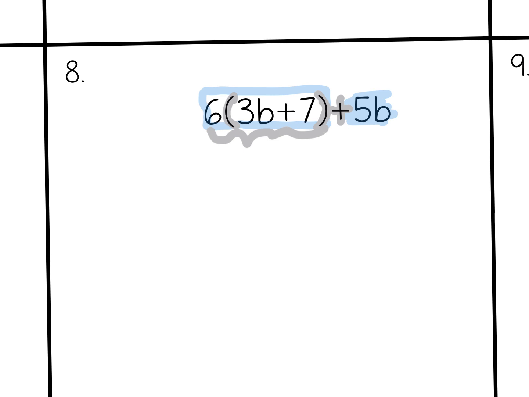So the first thing I need to do, distribute my 6 only to the terms that it says are repeating. It doesn't say 5b is repeating. It's away from the parentheses. It's outside the parentheses. It's not leaning up against them like the 6 is. It has that addition sign between. So I have 6 times 3b, and I have 6 times 7. I'm also going to have this 5b as a part of the expression.